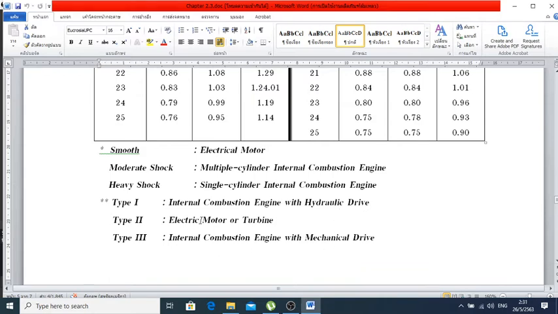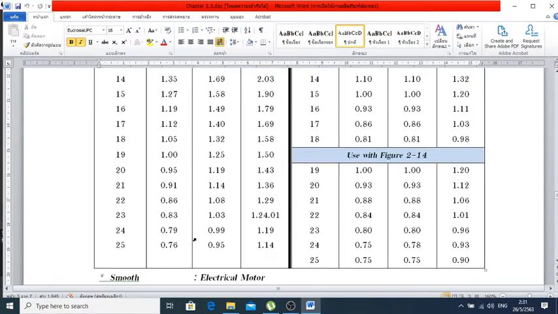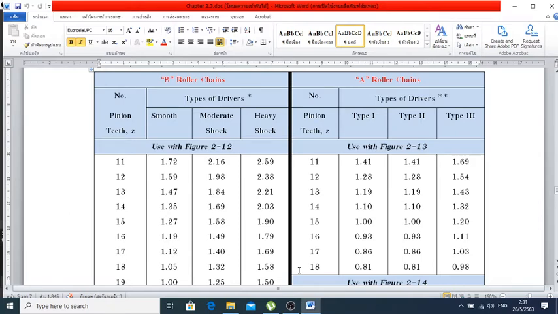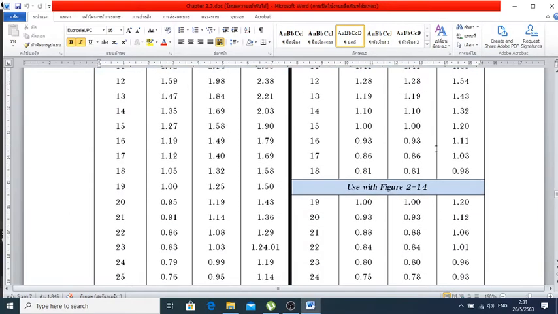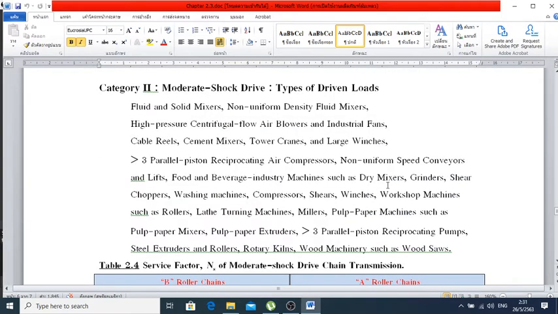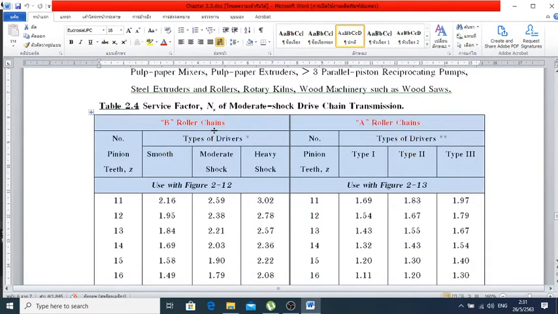And then the second one, type 2, is going to be the electrical motor, and type 3 is going to be the ICE with mechanical drive. Again, if you go for the American low number of teeth, we're going to use figure 2.13 for the further calculation, and for the high number of teeth, you're going to go for figure 2-14 for the American types of roller chains. And category 2 is going to be moderate shock drive, like the fluid and solid mixture, so everything is the same.